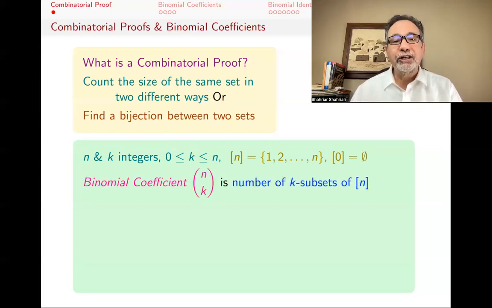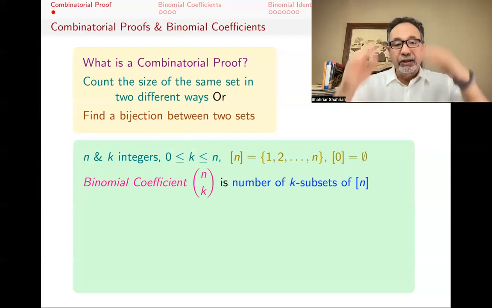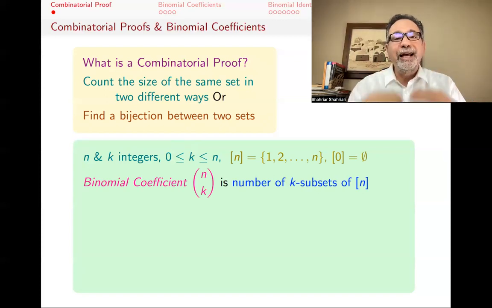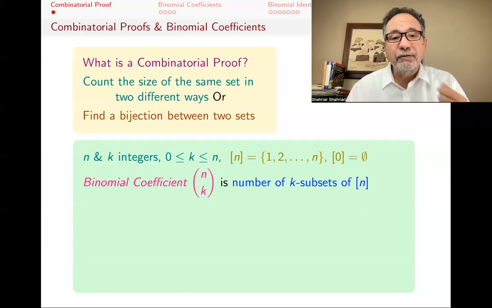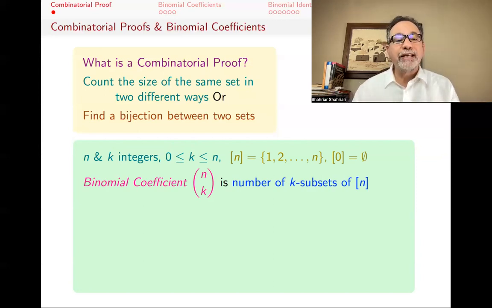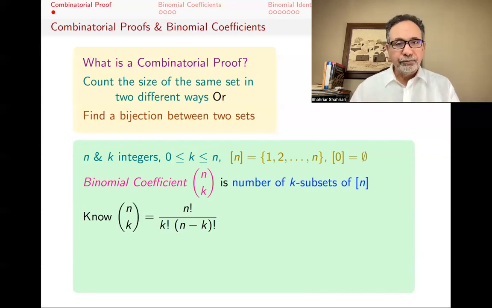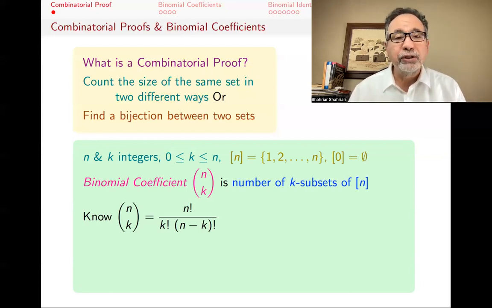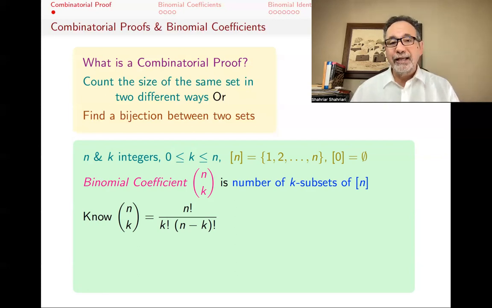The binomial coefficient n choose k, which we read as parentheses n and k on bottom as n choose k, is the number of k-subsets of [n], the number of subsets of size k of a set with n elements. k-subsets means subsets of size k. So if n is 47 and k is 5, then n choose k is how many subsets of size 5 does a set with 47 elements have? In our previous video on combinations, we came up with a formula for this n choose k. It's n factorial divided by k factorial times (n minus k) factorial.